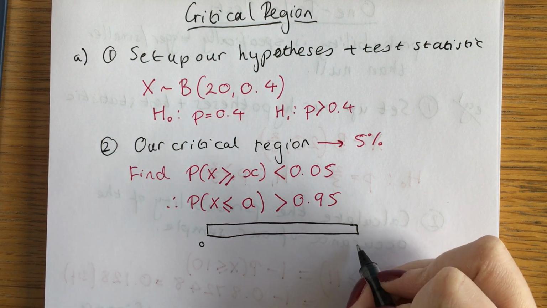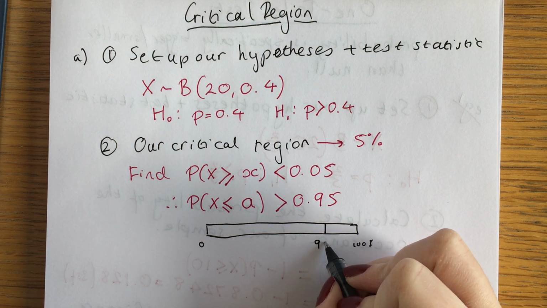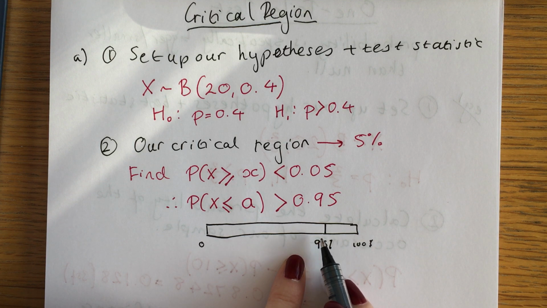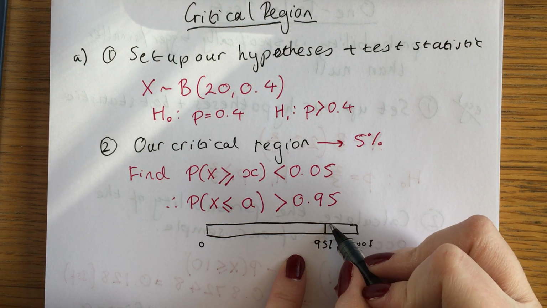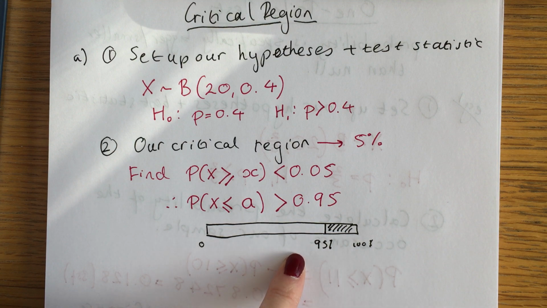So here is my 0 to 100%. And because I'm looking for improvement, I'm looking for something at the 95% cutoff, because then it will be in this region of the less than 5% chance of happening.